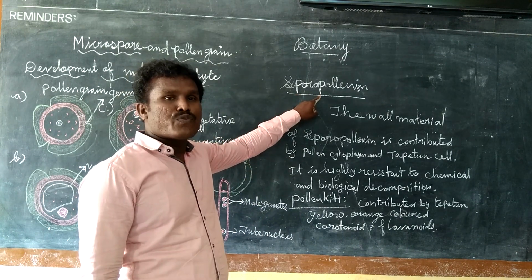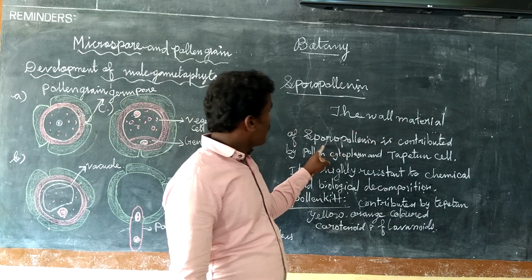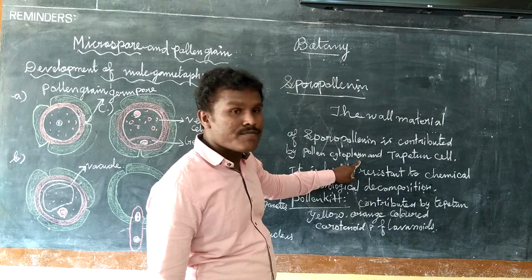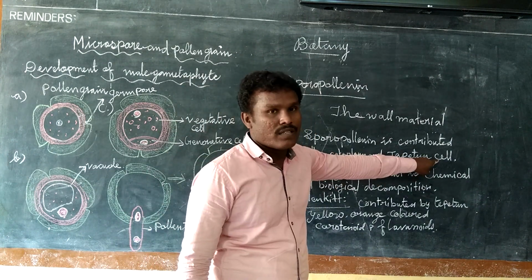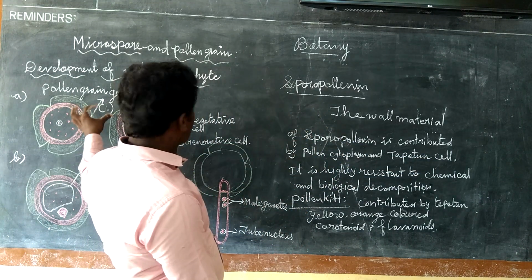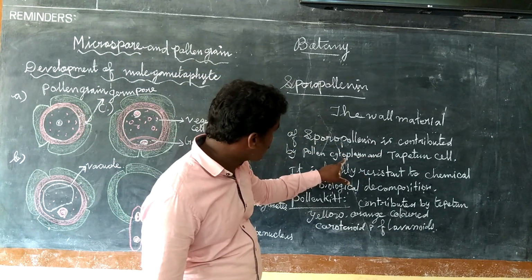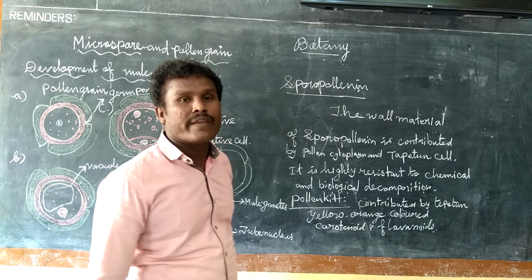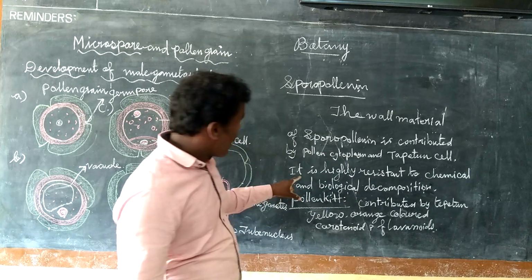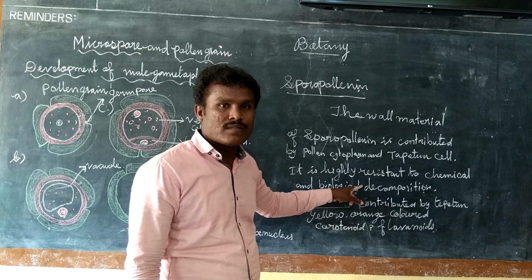Sporopollenin. Sporopollenin is one of the fatty acids, and the wall material of sporopollenin is contributed by the pollen cytoplasm as well as the tapetum cell. Why we are discussing this sporopollenin here is that the pollen grain cytoplasm contributes these chemical substances, so we are discussing it here. It is highly resistant to chemical and biological decomposition.